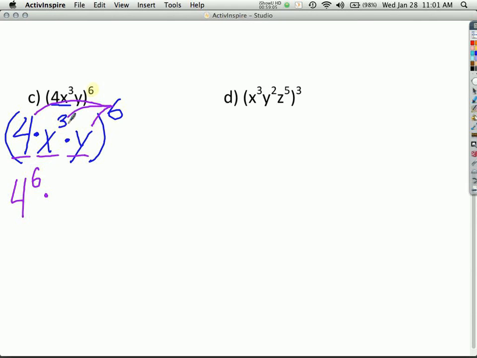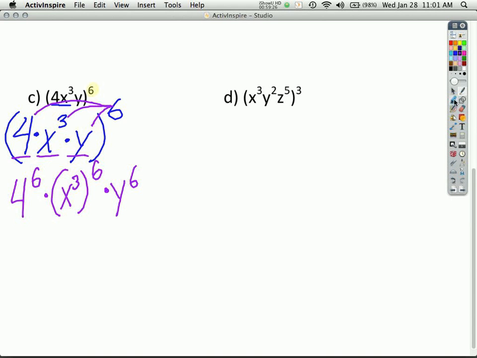So x to the third to the sixth, this is the base now. So we've got x to the third being brought to the sixth power. You have to be careful about that. That's where things get a little tricky. Then we have y to the sixth power. That's not tricky at all.